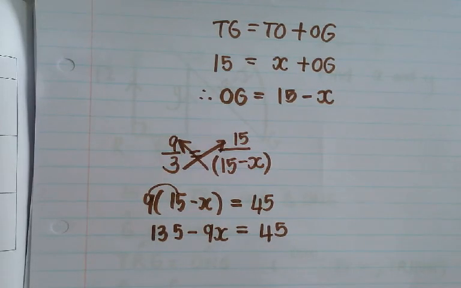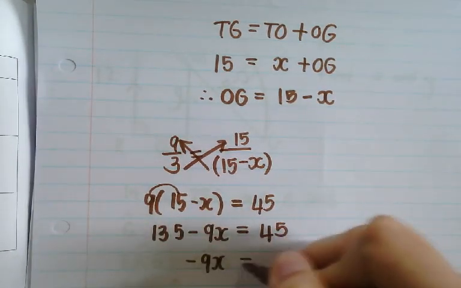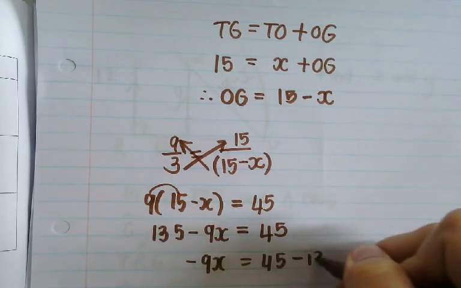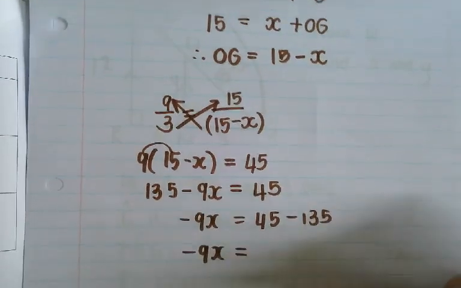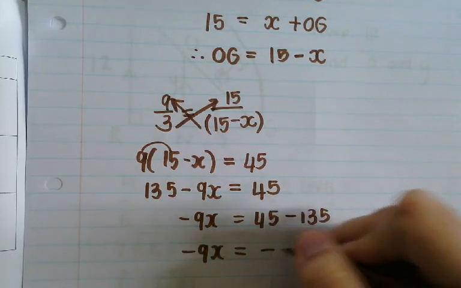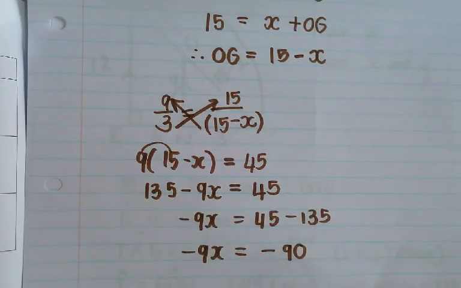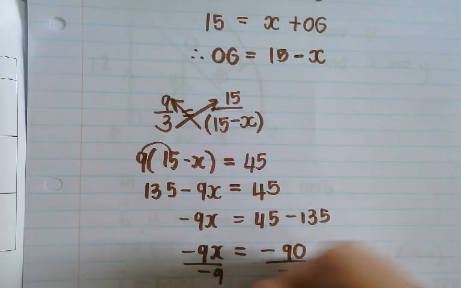Is x single by itself or even positive? No. So we're going to have to do that. Yes, Hannah? Take 135 over and plus negative 135. Okay. So what is negative 9x now equal to? Negative 19. Is equal to negative 19, divided by negative 9, and you get a negative 6.5. Fantastic.